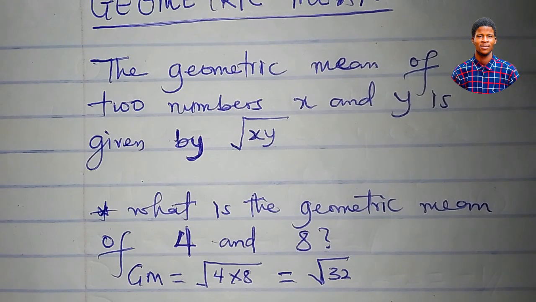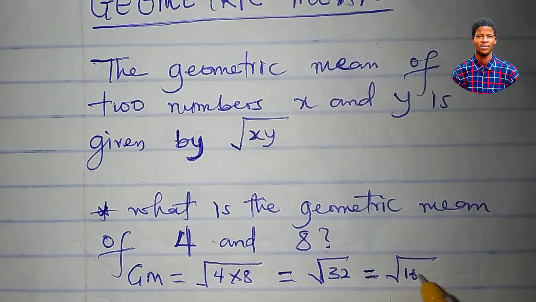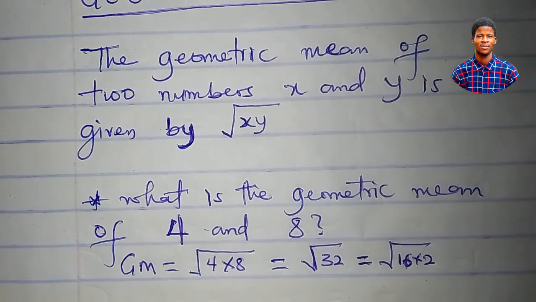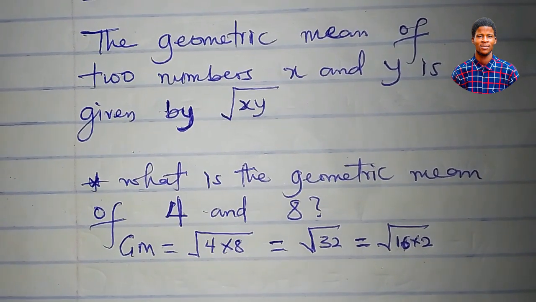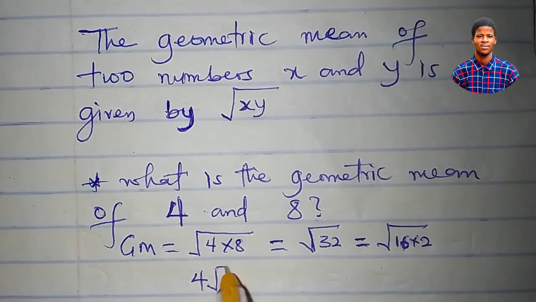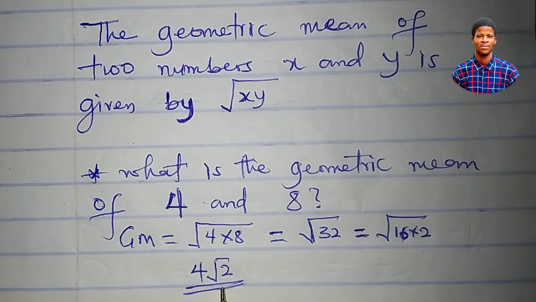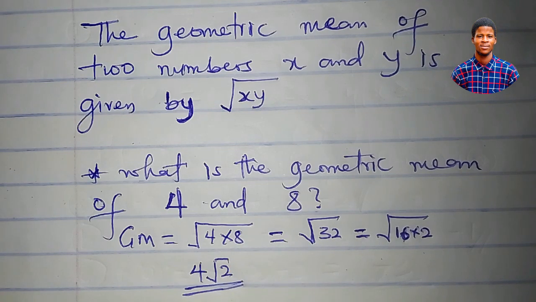Alright, 32 is actually equal to 16 times 2. Let's break it down. The square root of 16 is 4, okay? So we have 4 root 2. This is the geometric mean of 4 and 8. Look at a more complex problem.